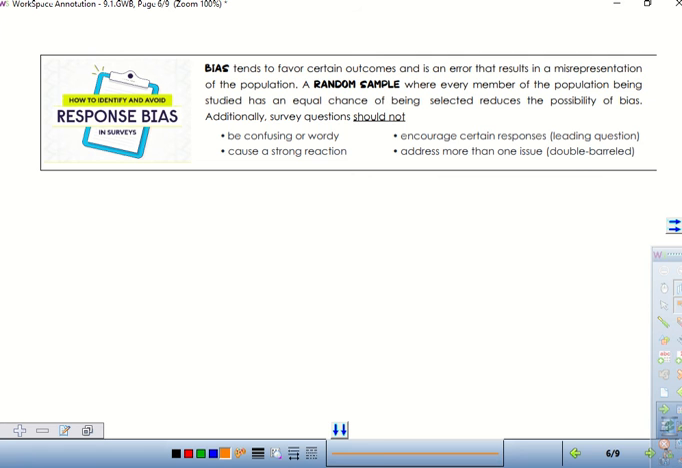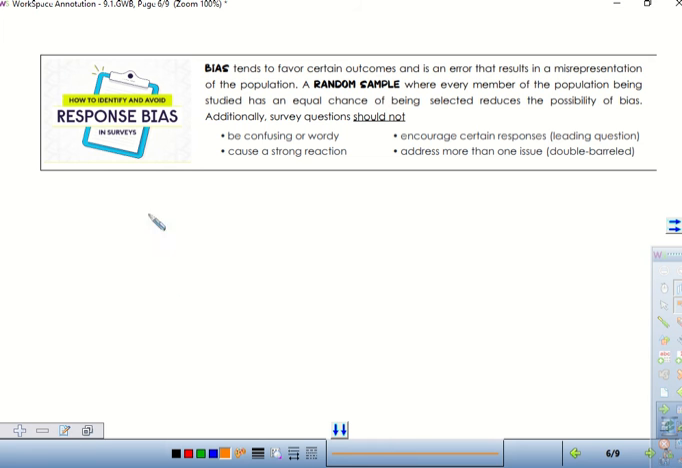Additionally, surveys should not, and these are things that you're going to use to determine if things are biased, be confusing or wordy, cause a strong reaction, encourage certain responses, we call this a leading question, or address more than one issue, which is what we call double-barreled.